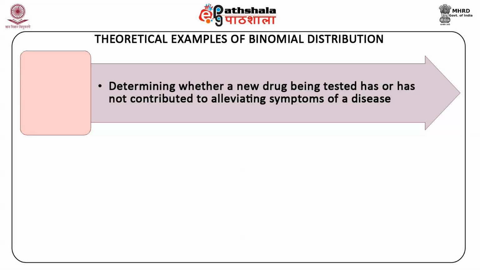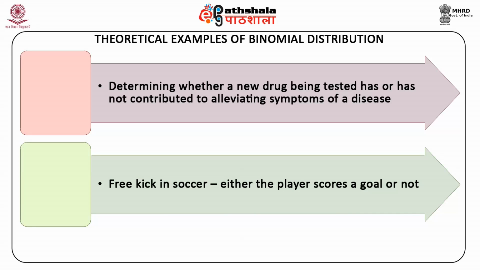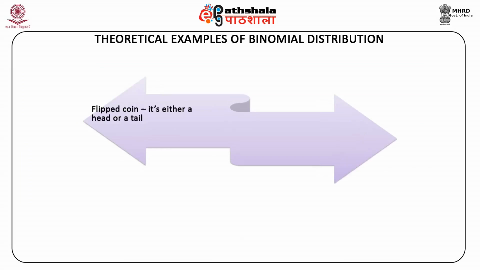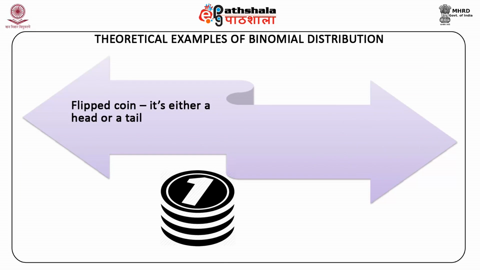An example might be a free kick in soccer. Either the player scores a goal or she doesn't. Another example would be a flipped coin. It's either a head or a tail. A multiple choice test where you are totally guessing would be another example. Each answer is either right or wrong.